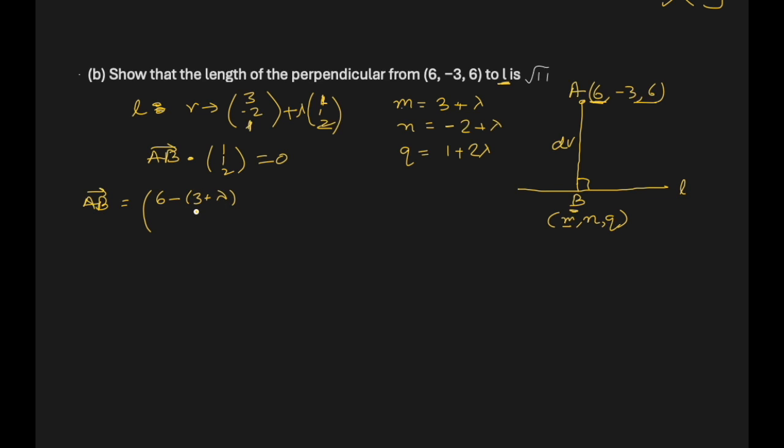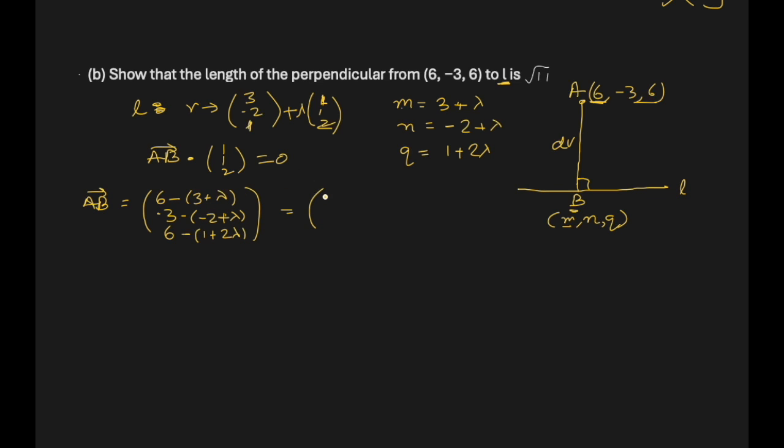will become the x component of the direction vector. Similarly, we have minus 3 minus minus 2 plus lambda. And then we have 6 minus 1 plus 2 lambda. Let's simplify this to get it in terms of lambda.